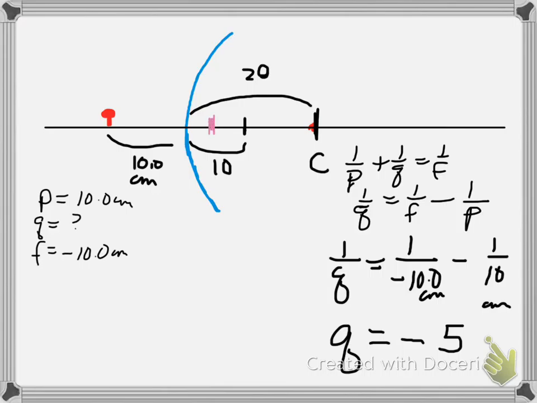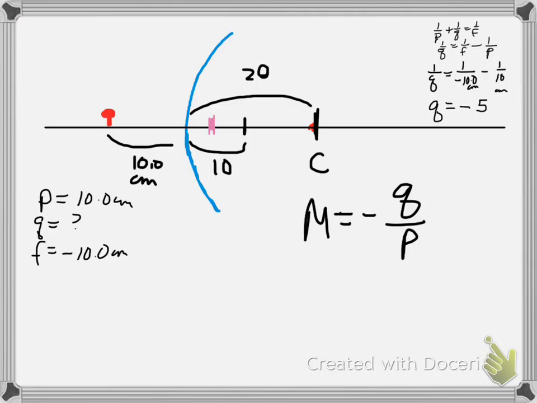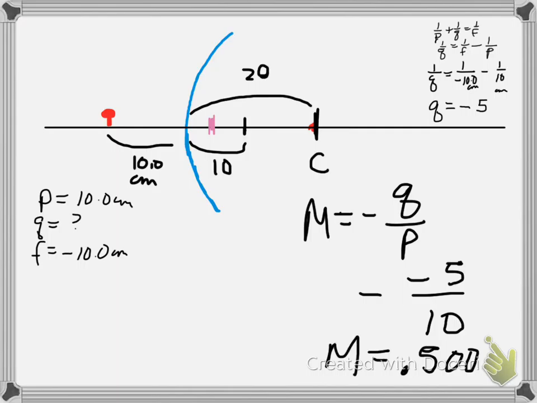Somewhere in there. Now, do we know yet if it is inverted or upright? No, but we can find that out mathematically very easily. Okay, magnification equals the negative of Q over P, negative of negative 5 over 10 equals what? 0.5, and we actually have 3 sig figs, so 0.500 is our magnification.